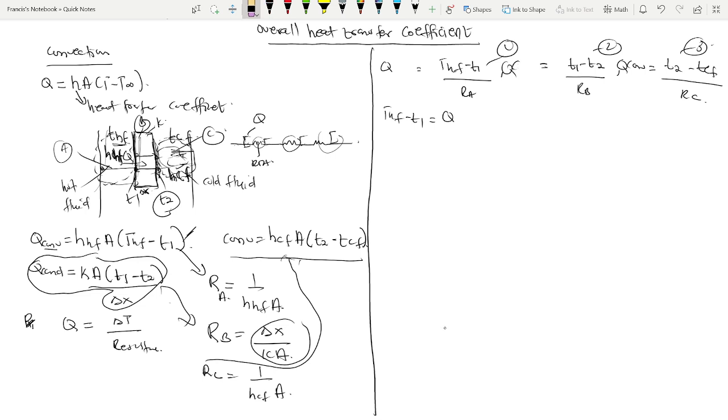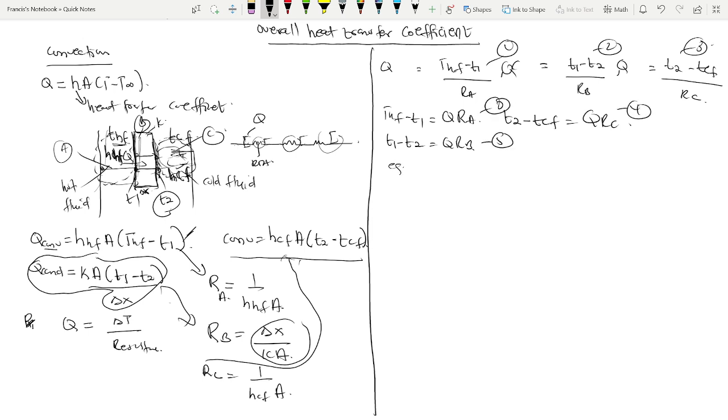So you can just see that they are both Q's. So from equation 1, THF minus T1 will be equal to QRE. From equation 2, T1 minus T2 will be equal to QRB. And then from equation 3, T2 minus TCF will be equal to QRC. So now let's combine them.